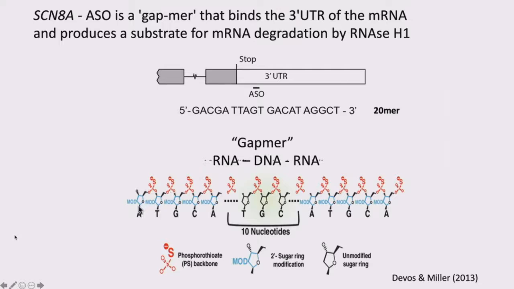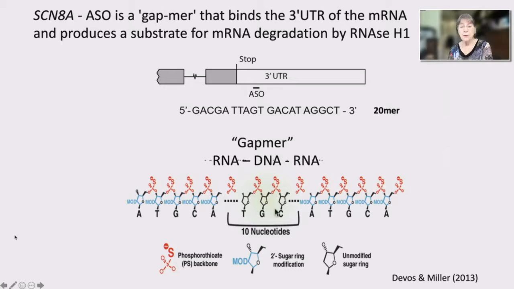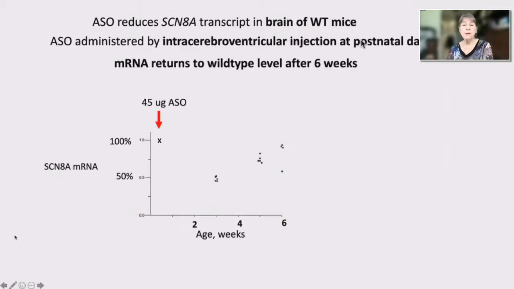It's composed of 5 nucleotides of RNA and then 10 DNA nucleotides and 5 RNA. And it's this hybridization between the DNA region of the Gapmer and the RNA transcript that generates a signal for degradation by ribonuclease H. So you can see that here.